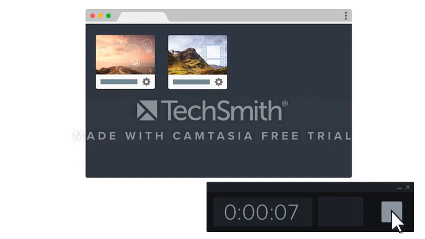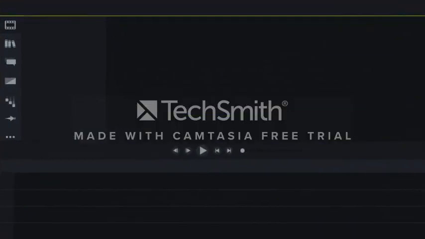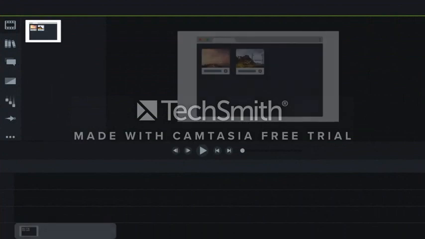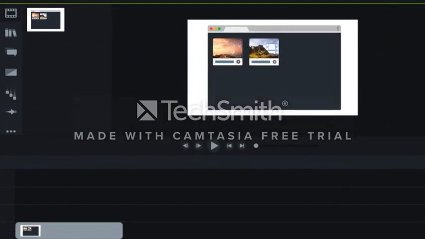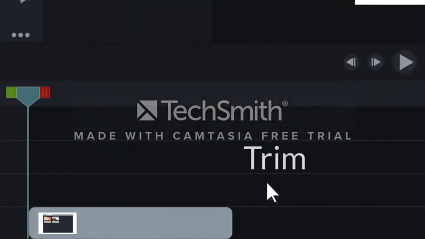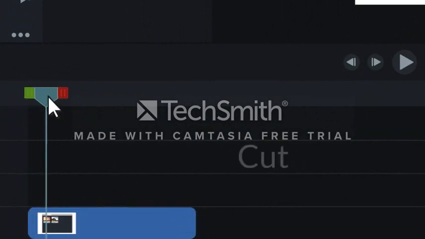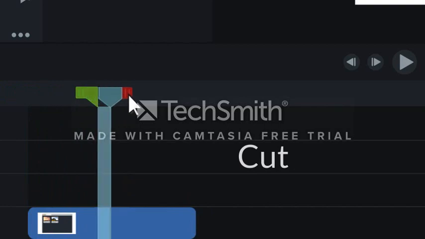When you're done recording, each clip will be placed in your media bin and on your timeline. If there are parts of your recording you don't need to show, you can trim them from the end or cut them from the middle.